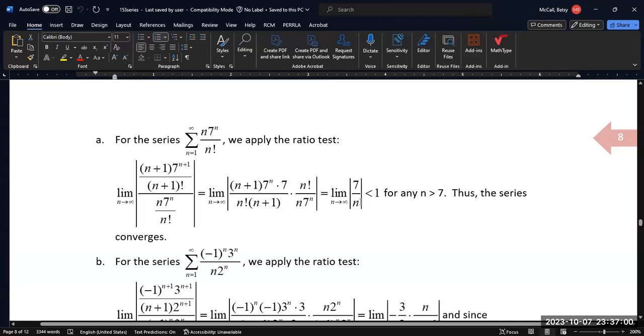And as n goes to infinity, this is going to go to 0. As long as n is bigger than 7, this will be less than 1. But we want the limit as n goes to infinity, so this is going to converge.